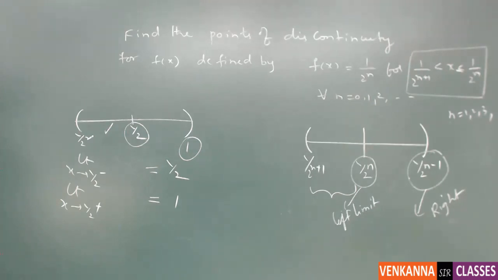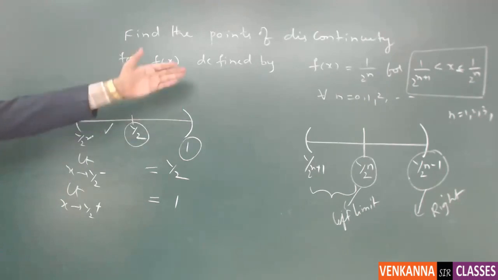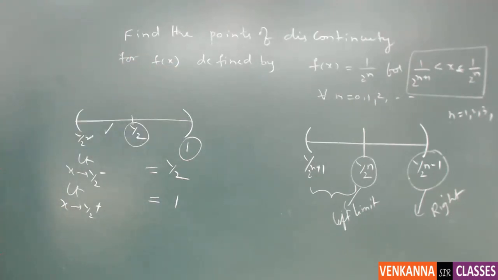So all of you agree, or any counterpart you have? Please tell. Is the logic clear in bifurcating the function and calculating the limits? Any more queries, please? So here the points of discontinuity are nothing but x is equal to 1 by 2 power n. Where you specify the numbers, what are they specified? 1, 2, 3, and so on.